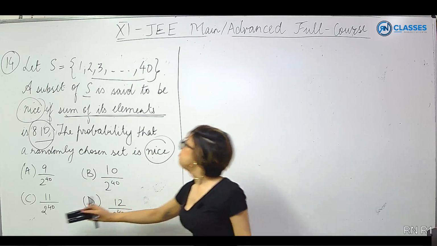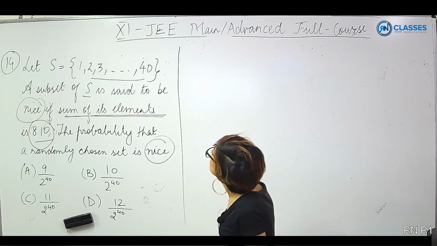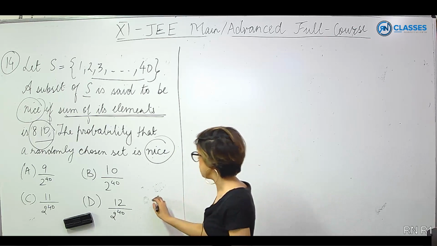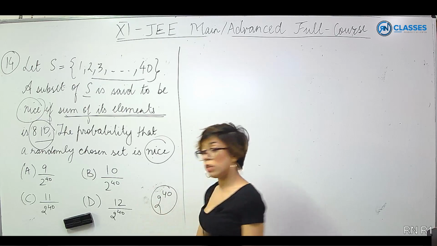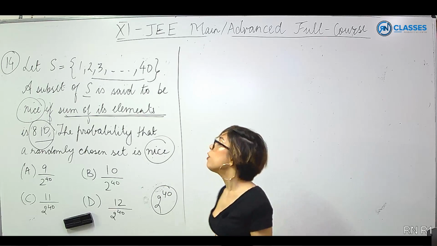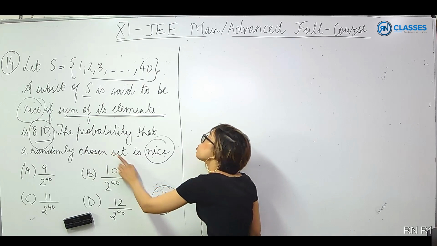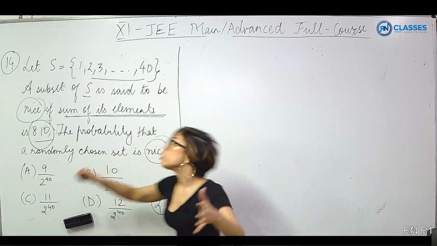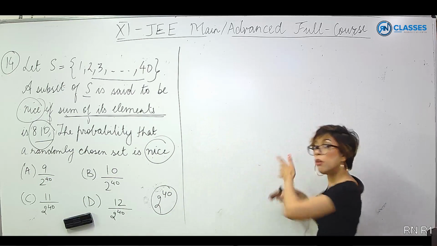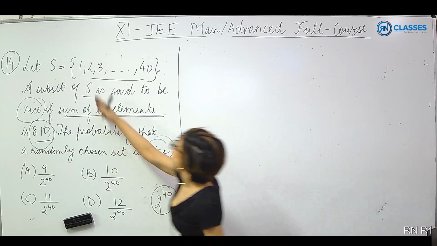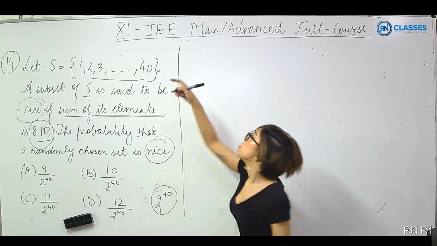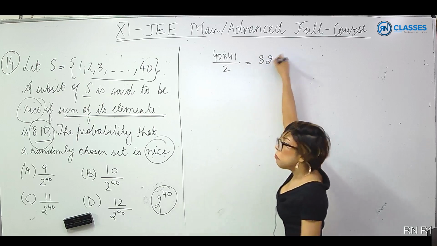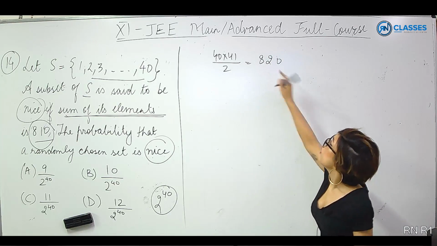Right? First of all, let me see how many subsets can I have. 40 elements are there, so that means the number of subsets would be 2 raised to the power 40. That is the total number of outcomes. Now the favorable ones: the randomly chosen set should be nice. And we have already seen that 810 is a big number, so that means the numbers should be more. Now let me see what is the sum if I add all these 40 elements. So that will be 40 into 41 by 2, that is 820. 810 is very close to 820.